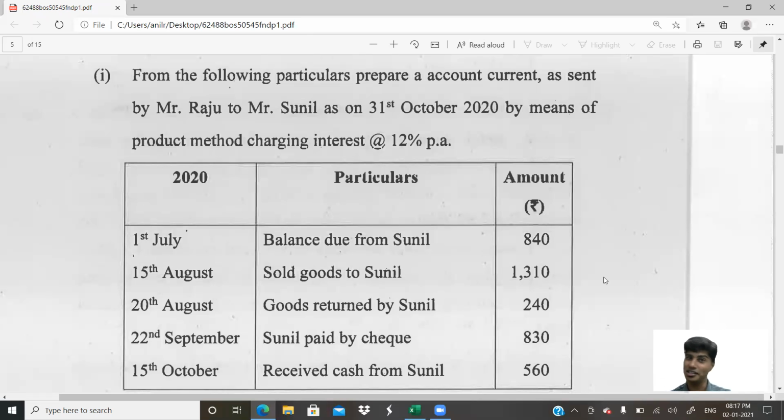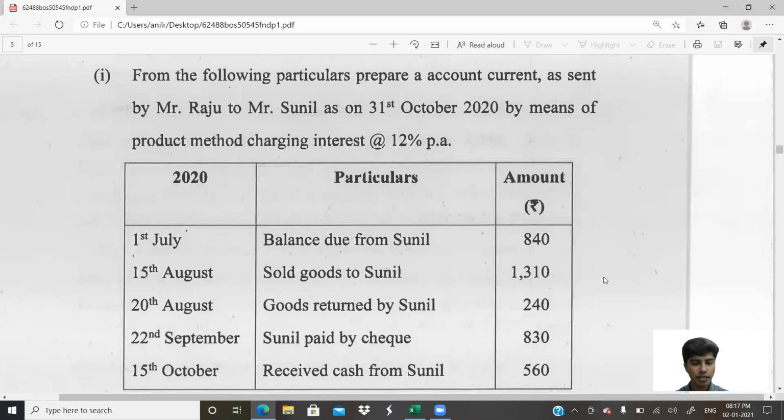A B C D E F G H I J K L M N O P Q R S. What is it? R S. First comes R, then comes S. So receiver's name followed by the sender's name. What is it? Receiver's name followed by the sender's name is what we should write.